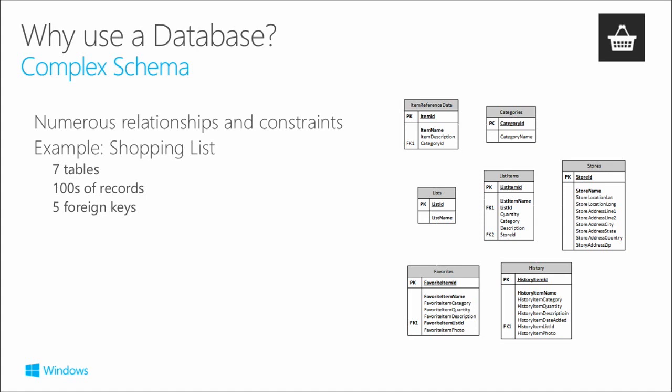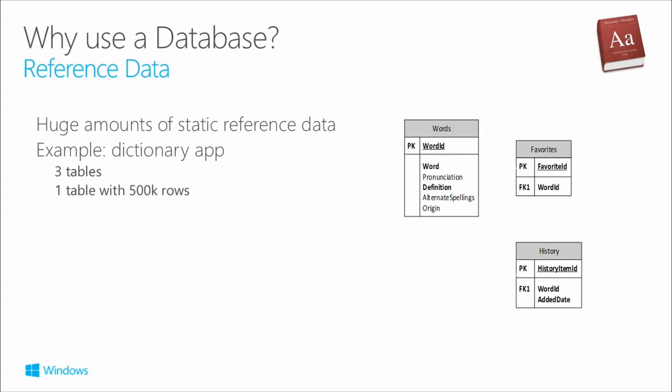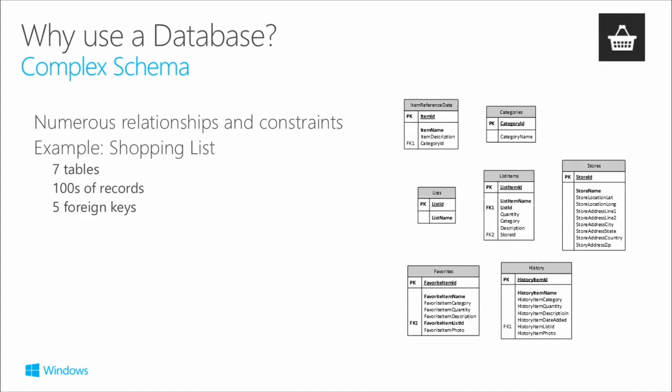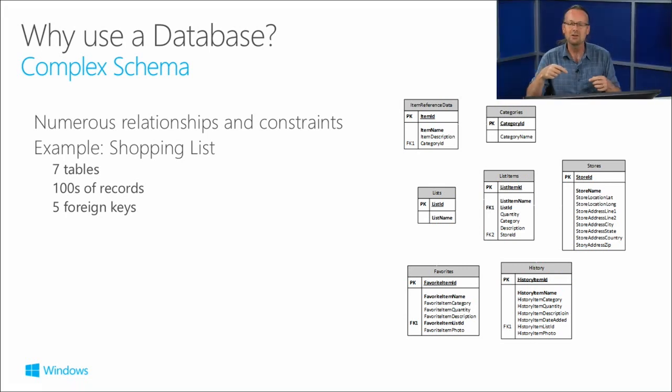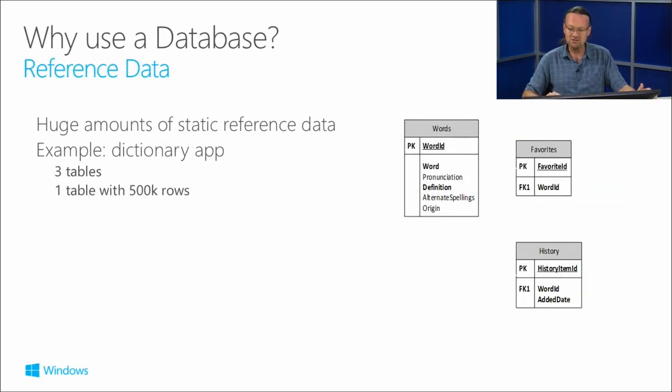But where you do need it is where you've got a complex data schema, where you've got a lot of collections of objects with relationships between them. So you've got lots of different tables where there might be hundreds of records, and there's lots of foreign keys so that you've got links between one table and another. One column, and a record in one table stores a reference to a record in a different table. That's the classical relational database arrangement of data. So this is where you've got numerous relationships and constraints.